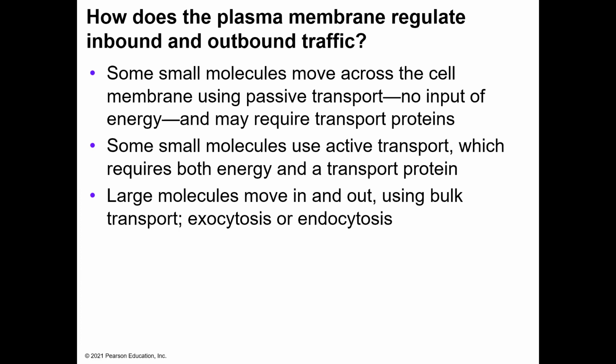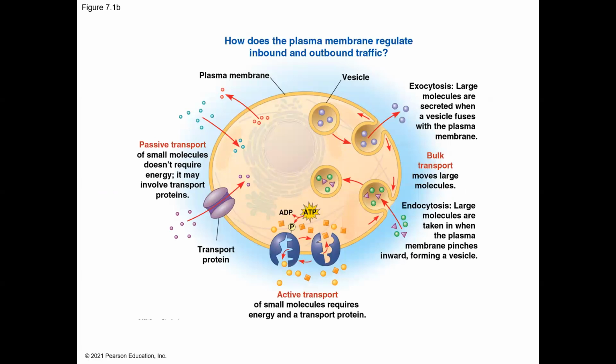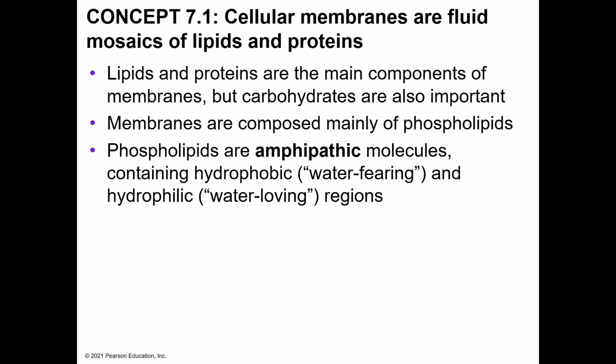And then if you have very large items, large molecules can move in and out using bulk transport, which is called exocytosis or endocytosis. In this chapter, we're going to review all of these regulatory methods and ways that things can travel across the membrane, which includes passive transport, active transport, and bulk transport.